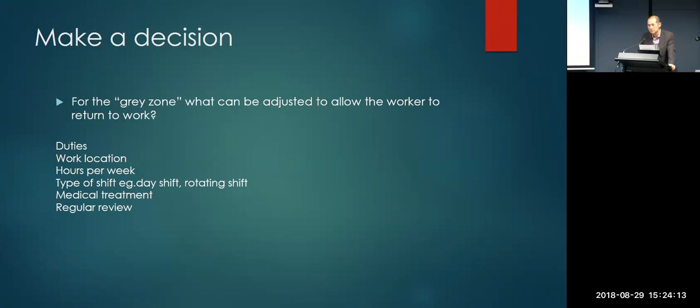You've got medical conditions such as insulin-dependent diabetes. When do they take their insulin and their oral hypoglycemics? Or they're eating at different times. We also had people who had sleep issues, and they were struggling with that rotating shift pattern. Also, with this grey zone, you can also talk about medical treatment.